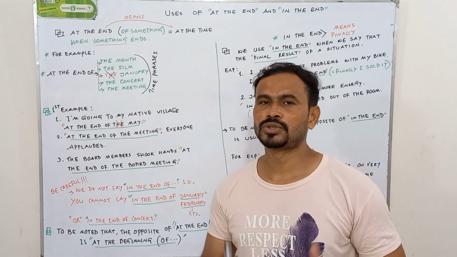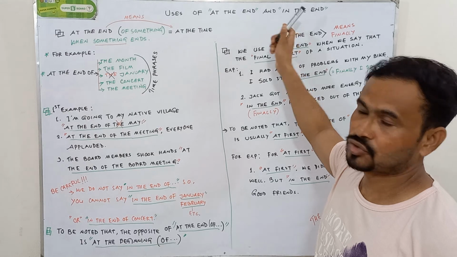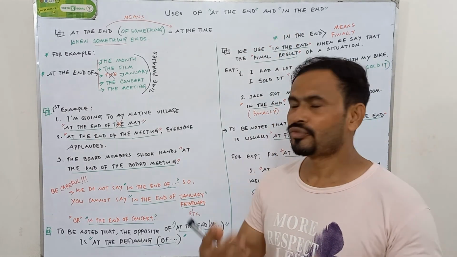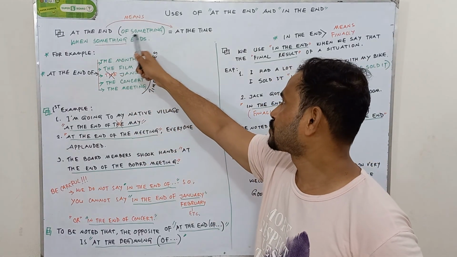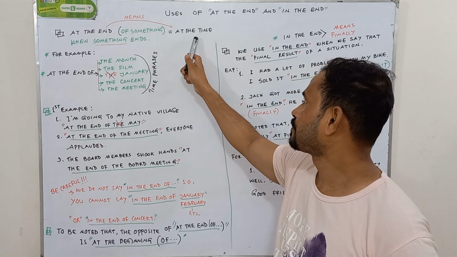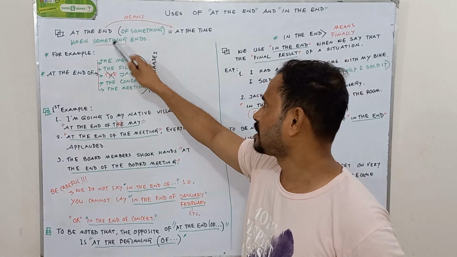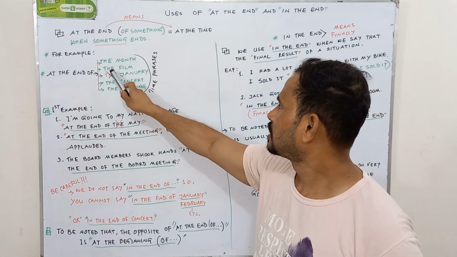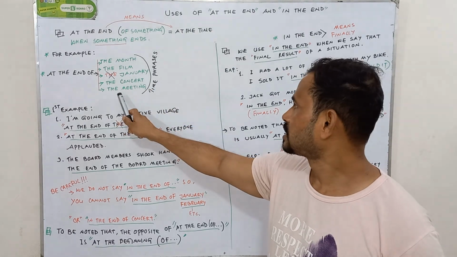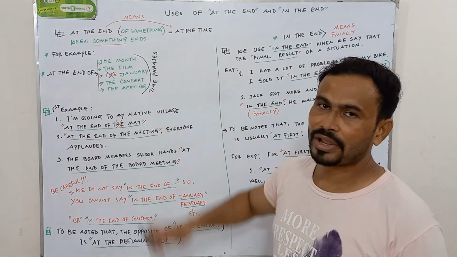Already I have told you my today's lesson is about at the end and in the end. At first, I would like to define at the end of something. It is equal to at the time when something ends. Here, something means the month, the film, January, the concert, the meeting. Those are all time phrases, okay?